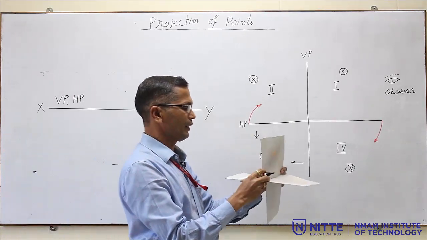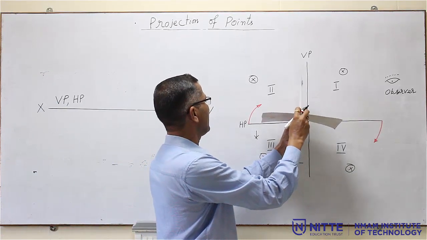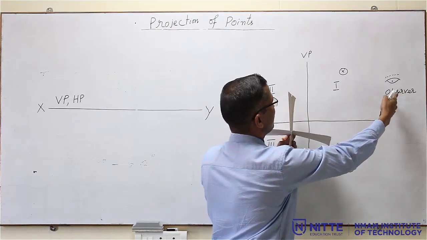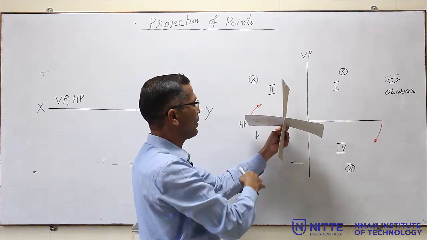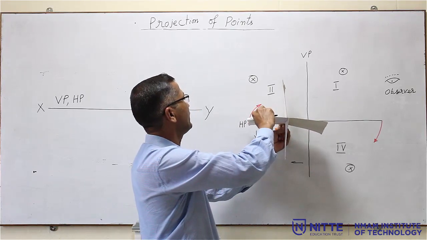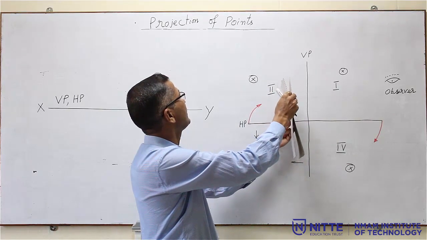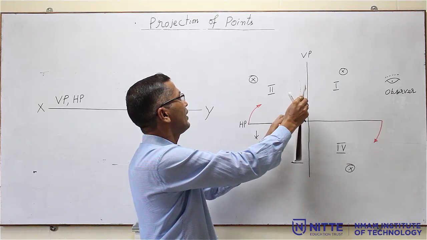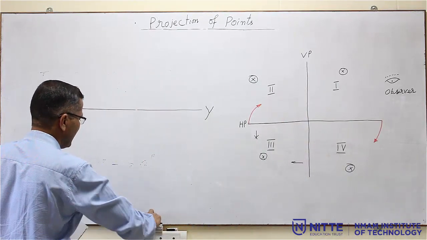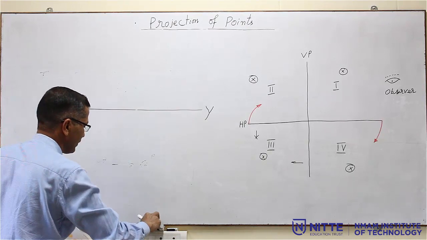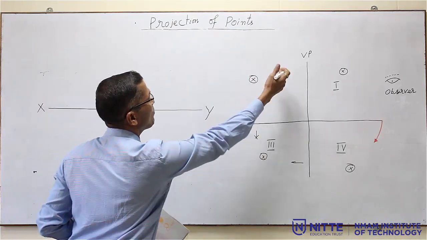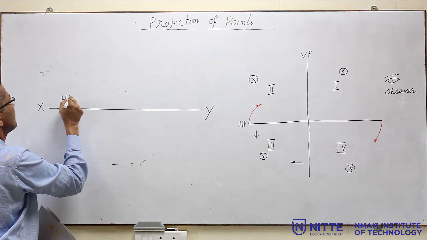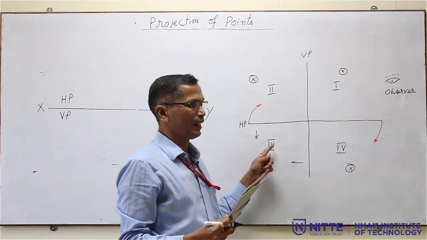Now, coming to the third quadrant. Now, this is the third quadrant. The point is below HP and behind VP. You are the observer here. So, it looks like behind VP and below HP. So, I am going to rotate the HP in this direction like this. This is the XY line. So, I am going to get exactly the opposite of the first quadrant. That means the HP will move up, VP will be down. So, this will be VP and this is HP. So, this is for the third quadrant.